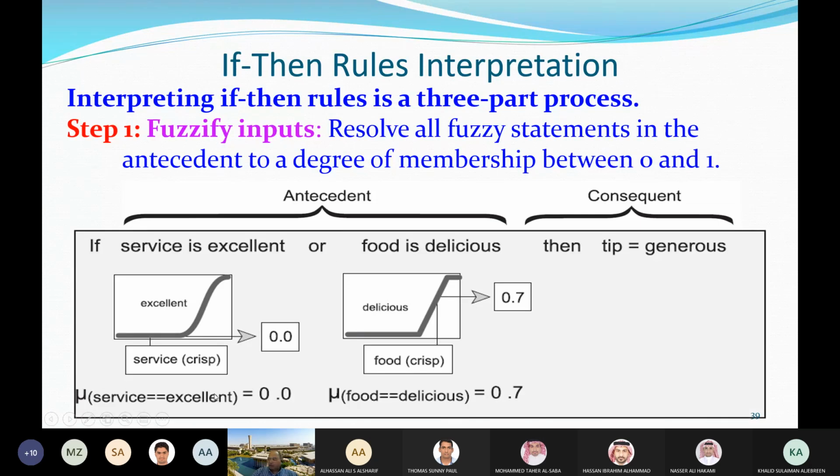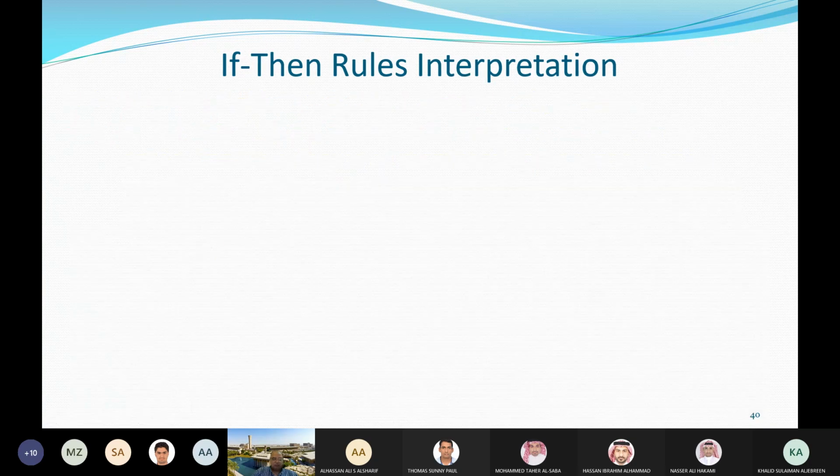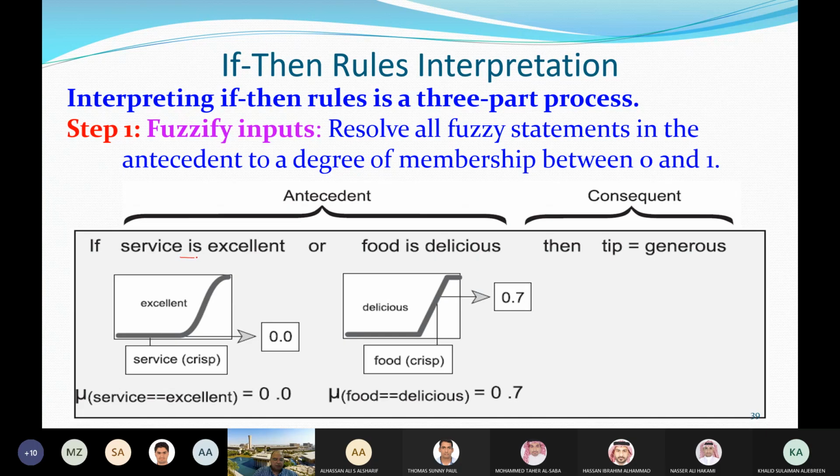So back to the example of the restaurant. Assume that this is one of the rules that we implemented here. If the service is excellent, or we have here OR, the food is delicious, then the tip is generous. Assume that the tip ranges between 5 to 25% of your bill.